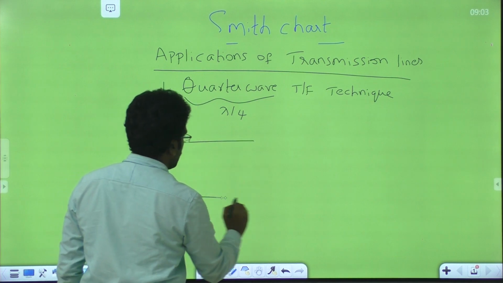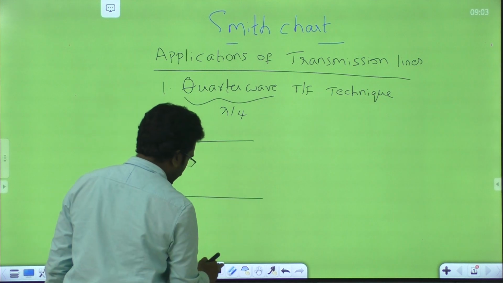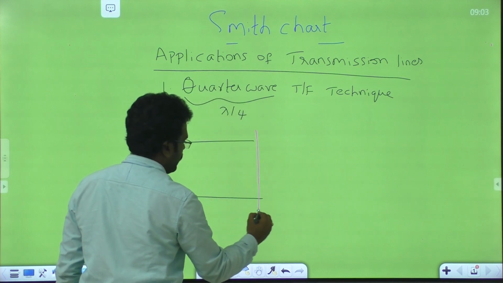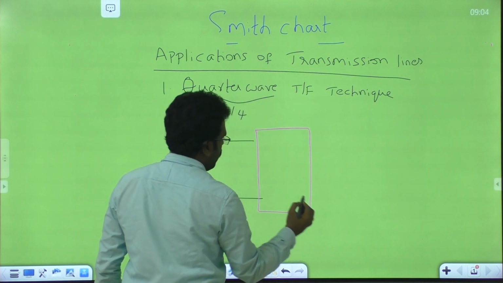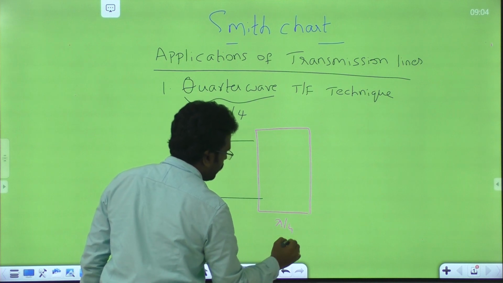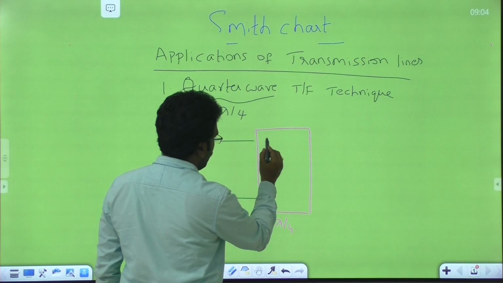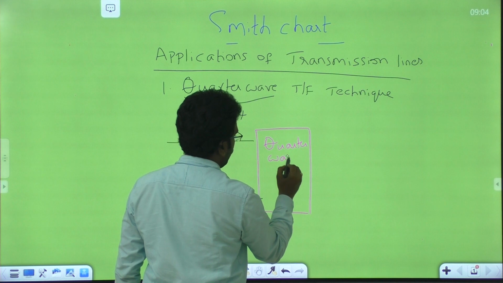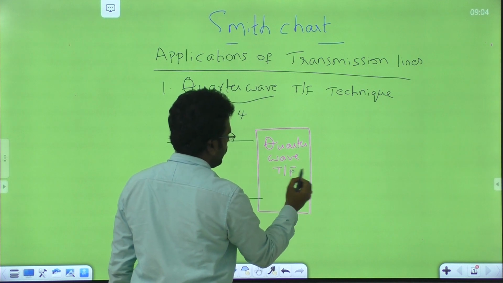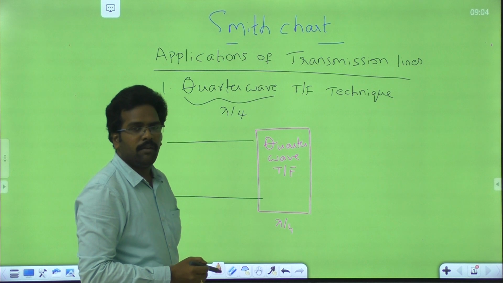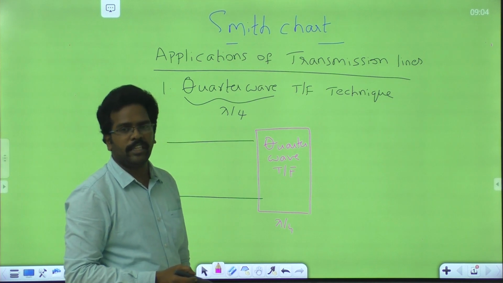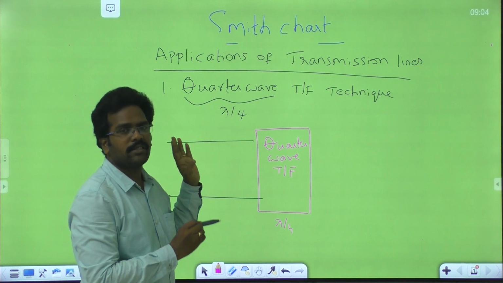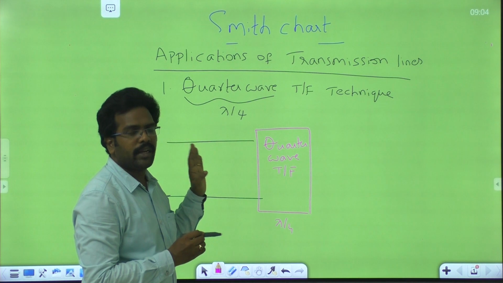So this is my transmission line, and here I have to take one more transmission line of length lambda by 4. This is called a quarter wave transformer. Why the name quarter wave transformer? One of the applications of a transformer is impedance matching. Here, with the help of this transmission line of length lambda by 4, we are doing impedance matching. Hence the name quarter wave transformer technique.